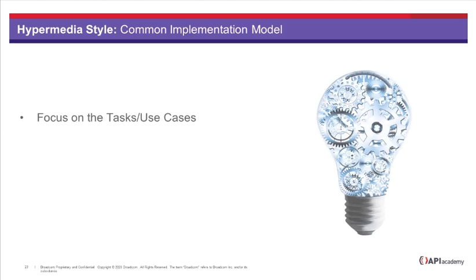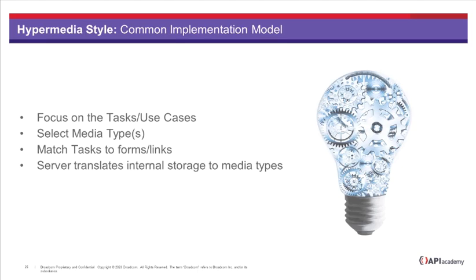As opposed to CRUD-based services, hypermedia API implementation focuses on the tasks and use cases to be accomplished by the consumer. Selection of an appropriate media type, something like HAL or Collection+JSON, is an important decision, as it will determine service interaction styles and what client tools might provide support. Tasks to be accomplished are mapped to forms and links in the API, and the server maps these interfaces to internal storage. The client then uses the links and forms in responses to interact with the application.